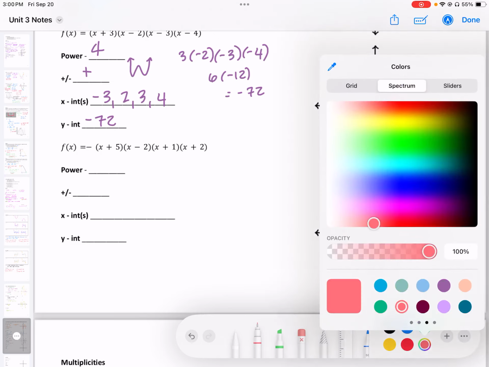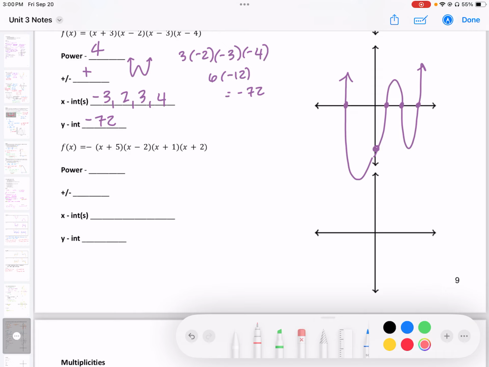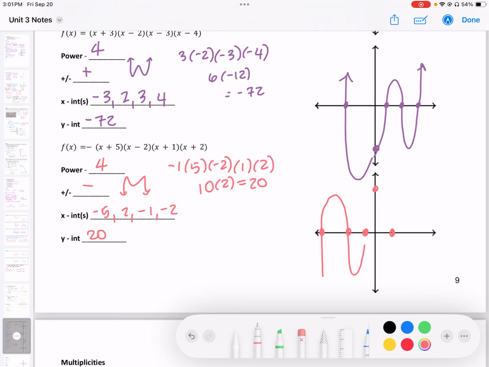My last one on this page is also a power of 4, but it is negative, with intercepts at -5, 2, -1, and -2, with a y-intercept of -1 times 5 times -2 times 1 times 2. So that's going to be 10 times 2, or 20. So -1, -2, 2, and -5, with an intercept at 20. Since it's negative, it's more of an M shape. So I start low, go up, down, up again, and then finish going downward. Okay.